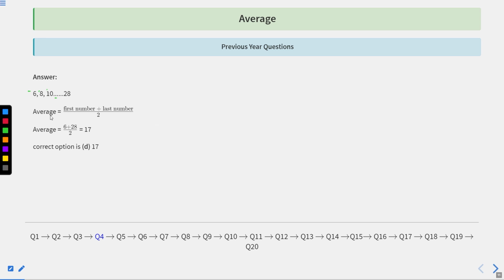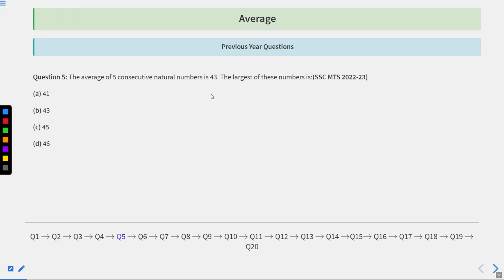When you know that the common difference, the difference between the sequence, is the same, it becomes an AP, and when it is an AP, I can use this formula to find the average. So the average will be first number plus last number upon 2. So the average will be 6 plus 28 upon 2, that is 17. So the correct option here will be D, that is 17.